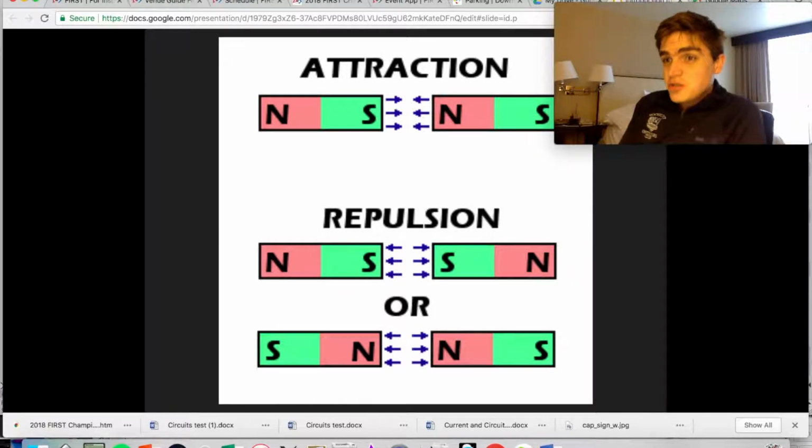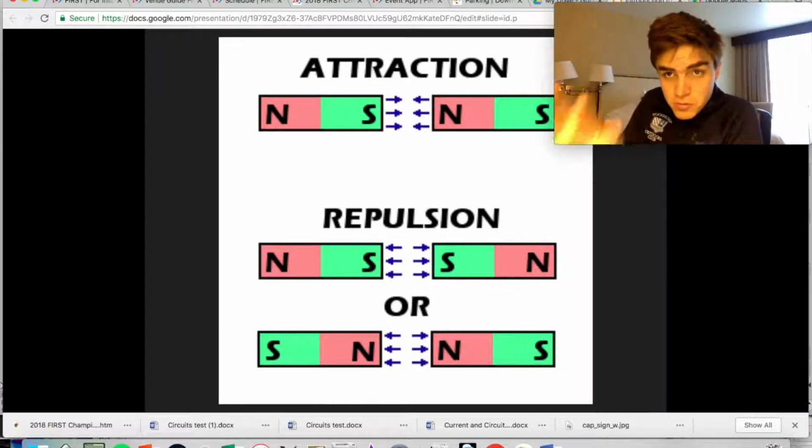However, amazingly, as juniors and seniors, I will still have a student or two miss this question. So a quick reminder. North and south attract. North and north push away. Okay, we're good. Assume you're good from there.